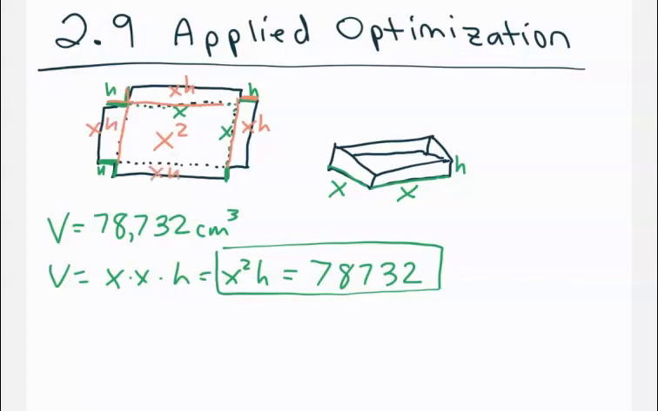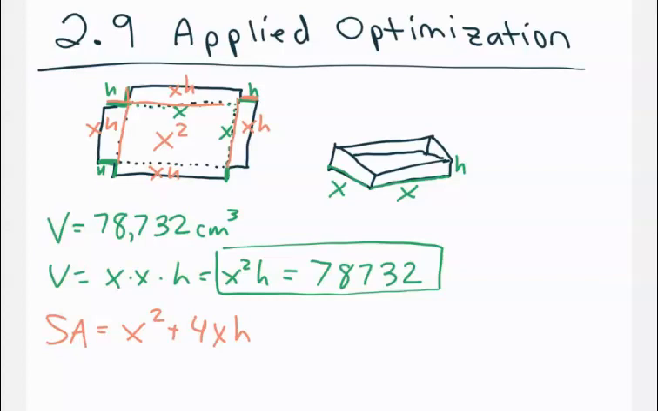So if we're trying to add up surface area here, and I'm just using SA as an abbreviation for surface area, I have the bottom of the box, and then I have four of those little sides. So there's four x times h pieces. And so that gives us a formula for surface area.